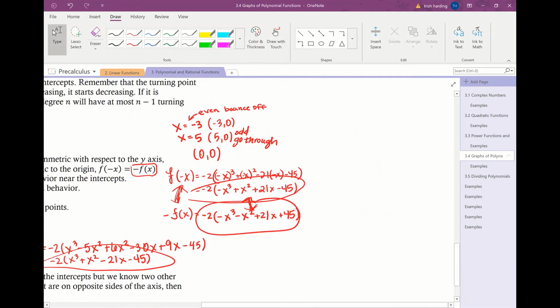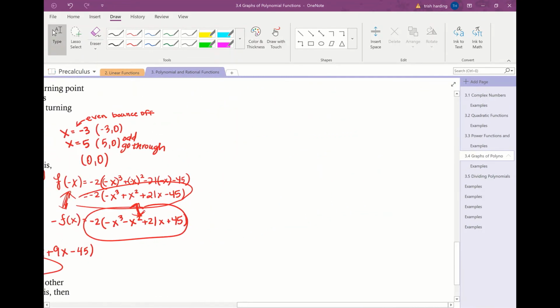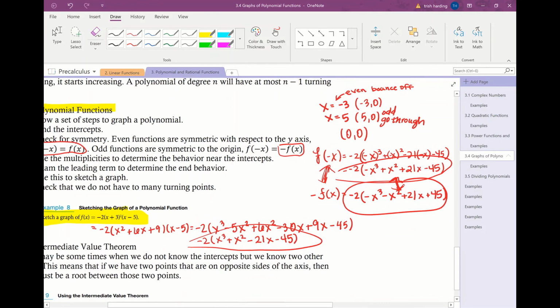Okay, so let's start on, I guess, plotting the intercepts. So I know it's going to go through at 0, 0. I know it's going to go through at -3, 0. And I know it's going to go through at 5, 0. So now I need to determine the end behavior.